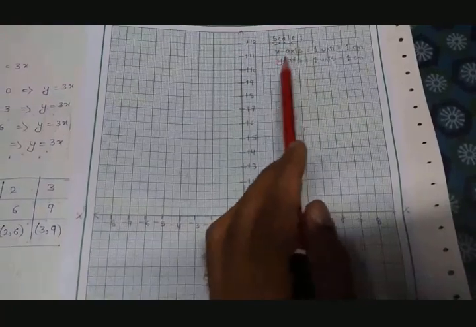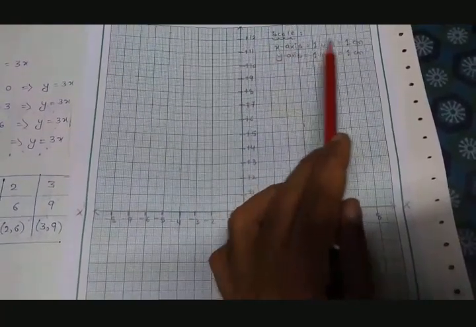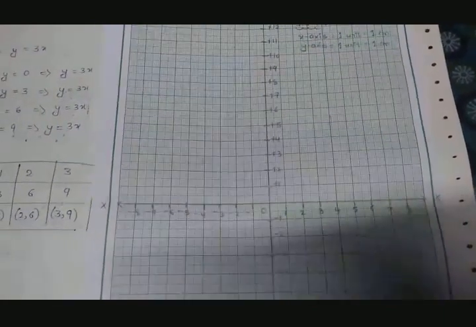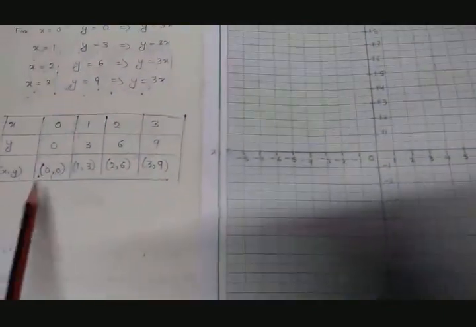You have to compulsorily write the scale for the graph, that is, x-axis: 1 unit equals 1 centimeter, and y-axis: 1 unit equals 1 centimeter. So now we shall plot the following points.